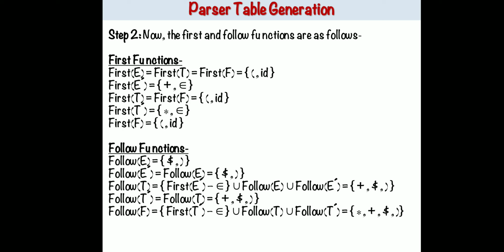So in the first of E dash, plus is a terminal and then null. Similarly, we got the several first functions for E dash, T dash, F. And now with the follow function.